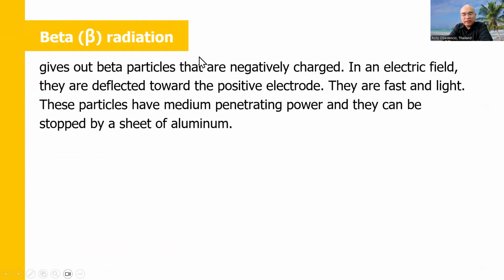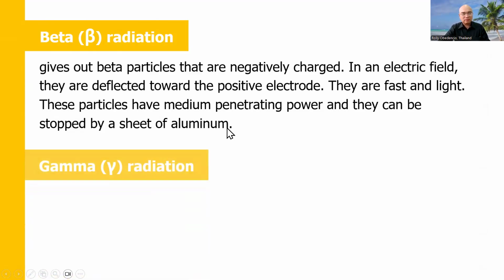I want you to read here on screen so you can understand what I'm saying, just in case I miss some. So beta radiation gives out beta particles that are negatively charged. In an electric field, they are deflected toward the positive electrode. They are fast and light. These particles have medium penetrating power, and they can be stopped by a sheet of aluminum, or aluminium, right?